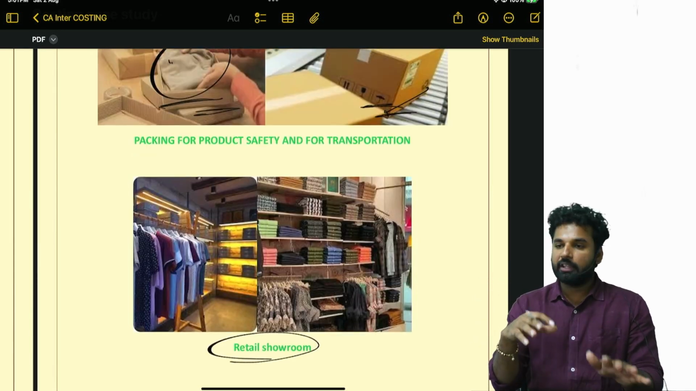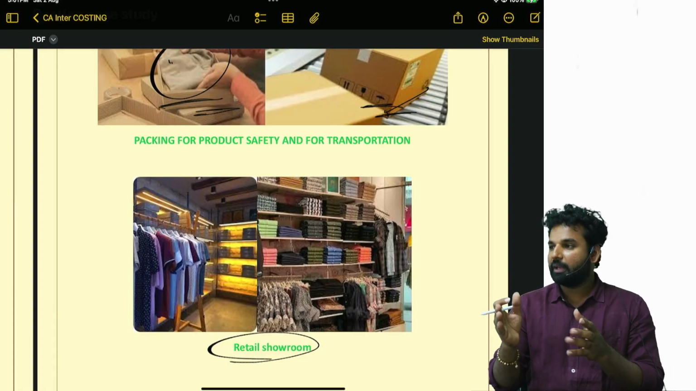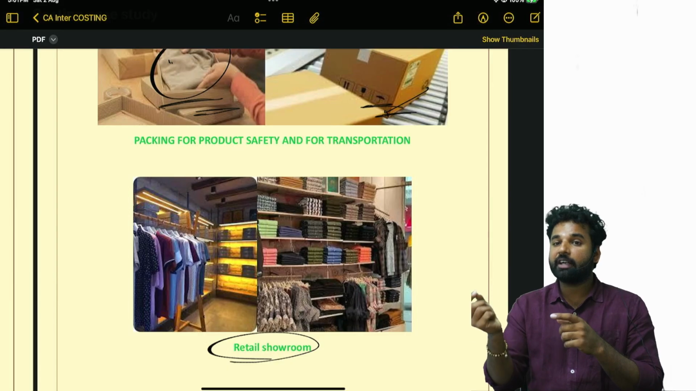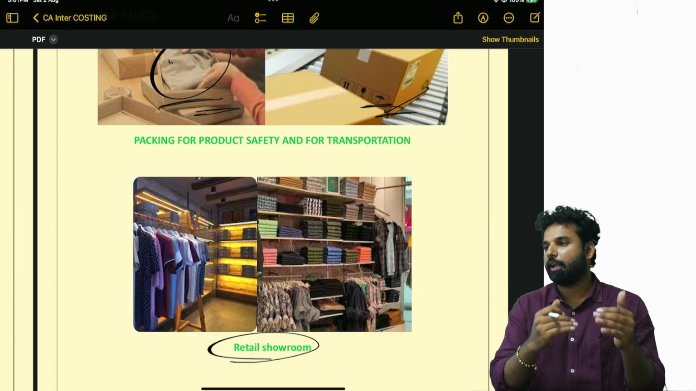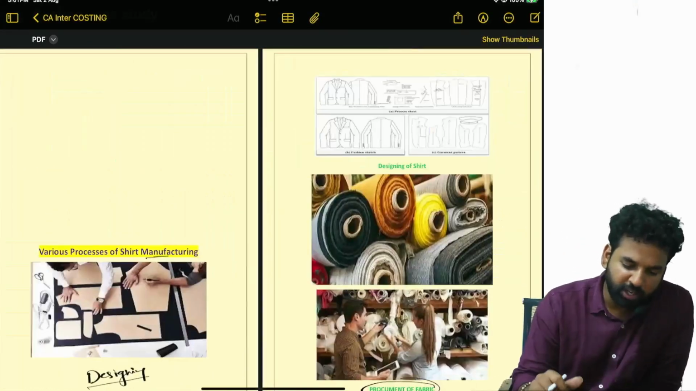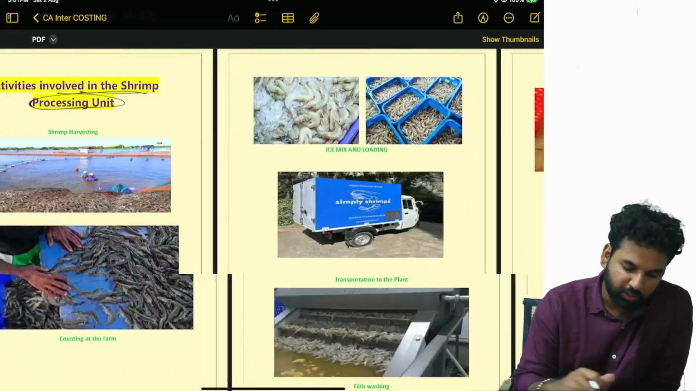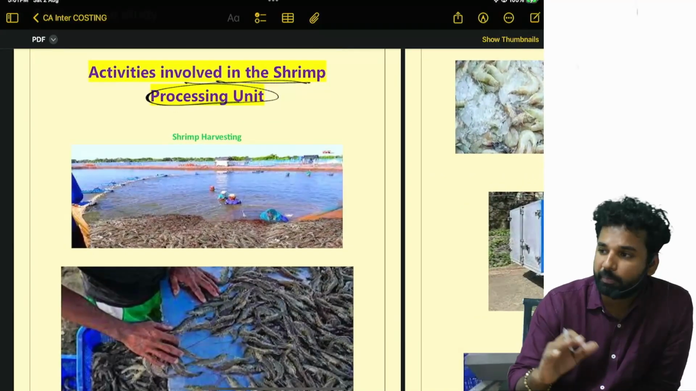So there are many materials, many infrastructures, many labor, many indirect materials and many indirect consumables in a particular process. Likewise we will see the other, the shrimp processing plant. In this process, it is a complicated process.